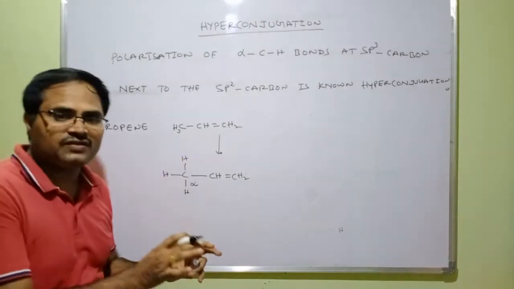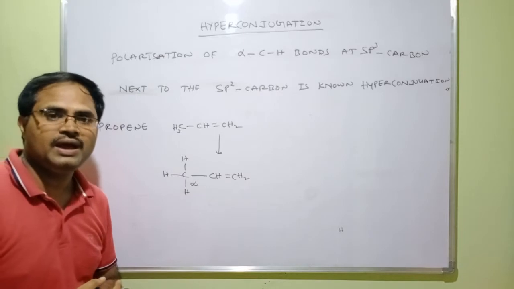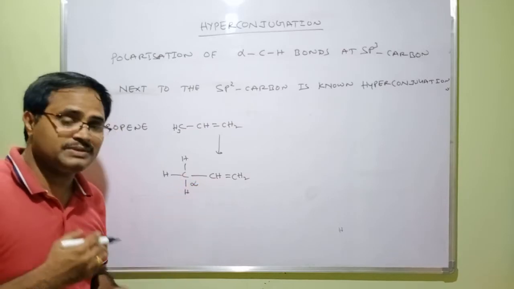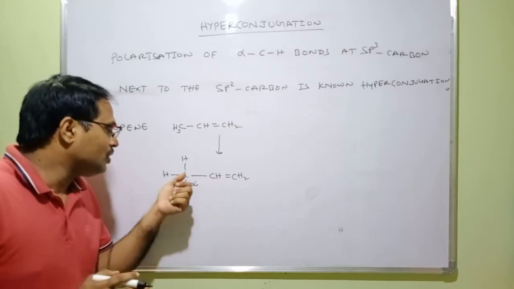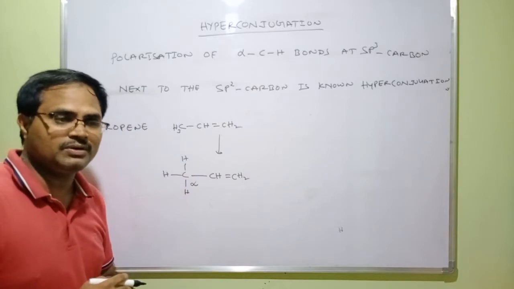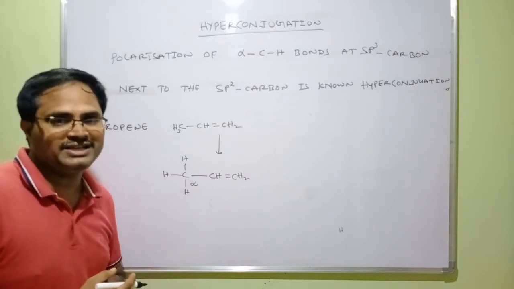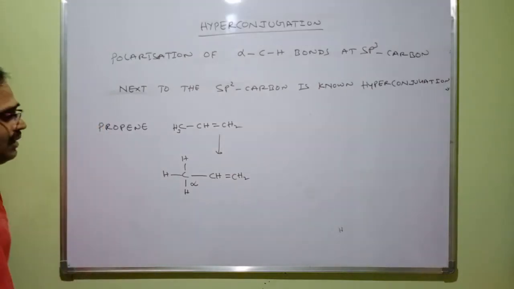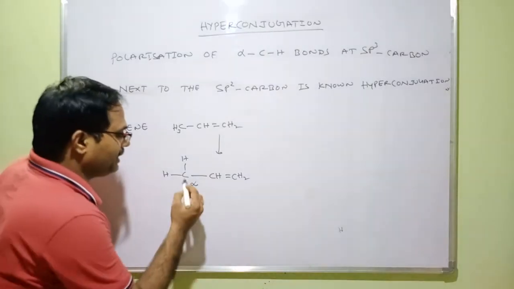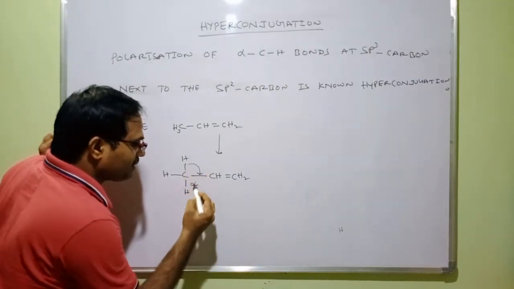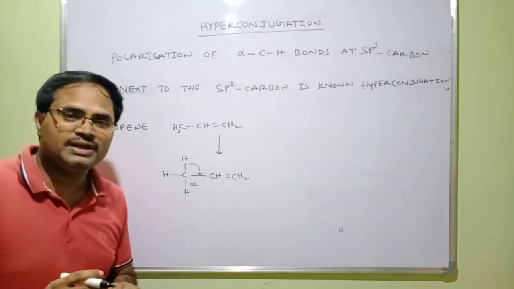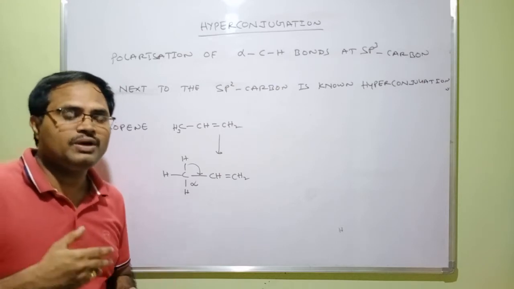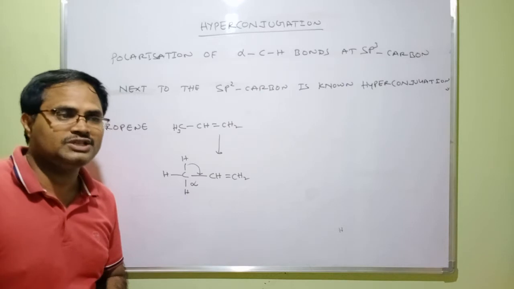So all the conditions are fulfilled to show the hyperconjugation effect. We have sp2 carbon and immediately you have sp3 carbon, and at the sp3 carbon you have a CH bond. Now polarization of the bond will take place. How will the polarization of the bond take place? See, this bond will polarize here. What is meant by polarization? Polarization means movement of bond or separation of charge.